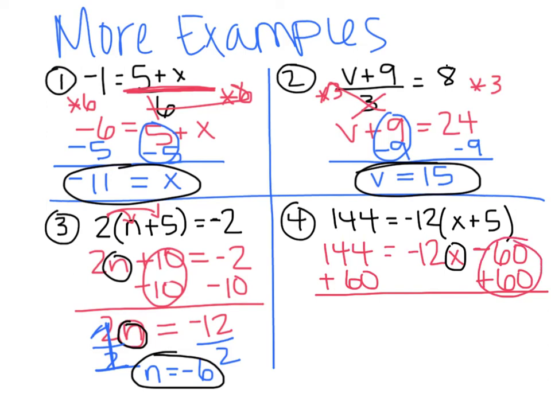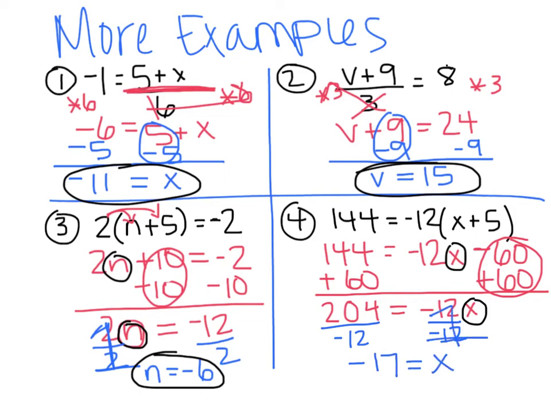-60 and 60 are 0, so I'm left with -12x equals, and then 144 plus 60 is 204. And then x here is being multiplied by negative 12, so we're going to divide by negative 12 on the variable and the solution. And when I do that, I will get negative 17 equals x. That's our 1x here. Negative 17 equals x.